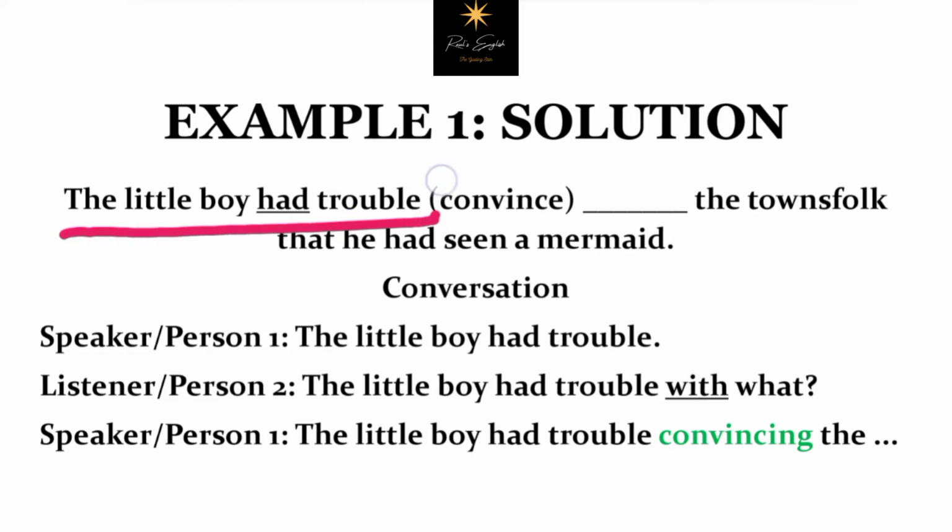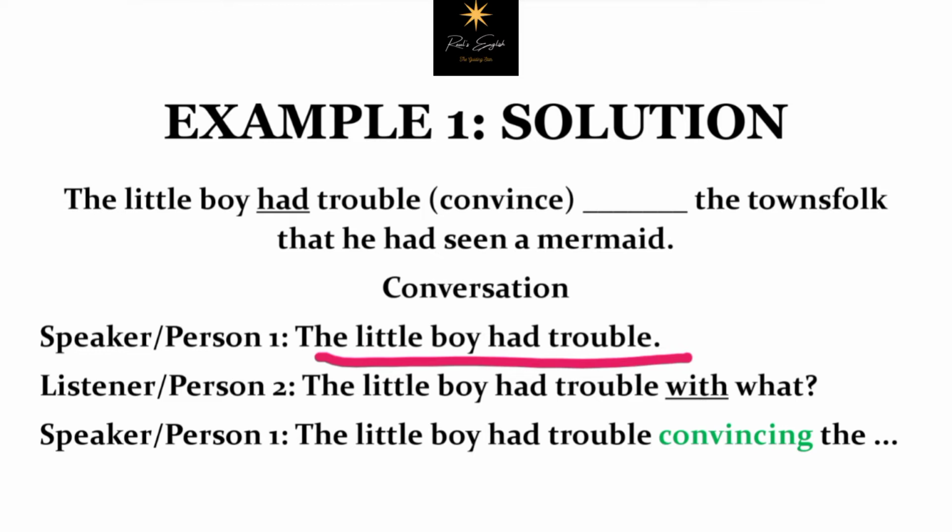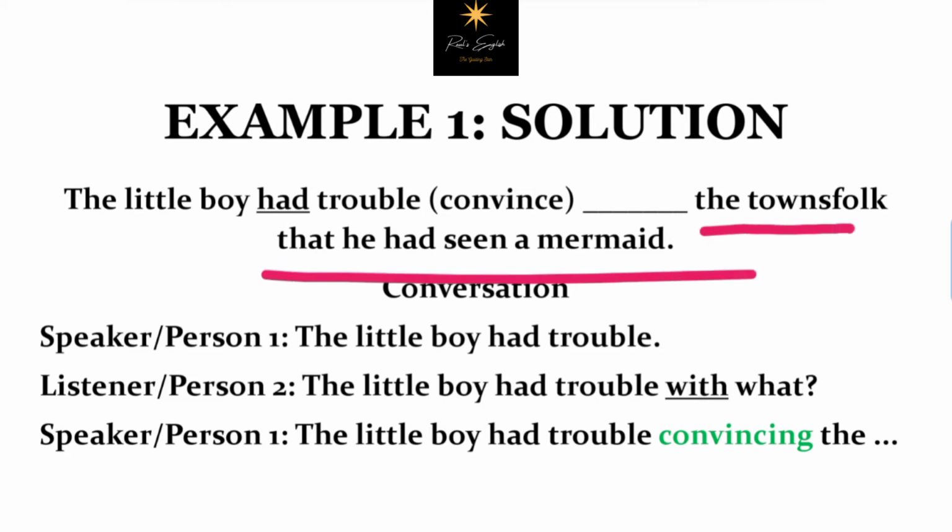Let's take this sentence now. The little boy had trouble. Says who? Says the speaker or the first person. Not the first person as in grammar, just person number one. Right? The little boy had trouble. Now the listener or the reader, person number two, will ask, the little boy had trouble with what? Hence, the answer: the little boy had trouble convincing the townsfolk that he had seen a mermaid. Why have I not told you any formulae over here? Because how many formulae can you remember? You have to understand the basics and not try to mug it up like mathematics.